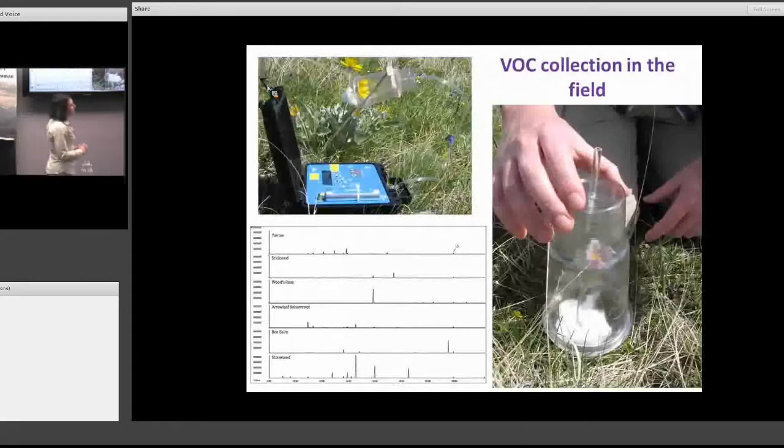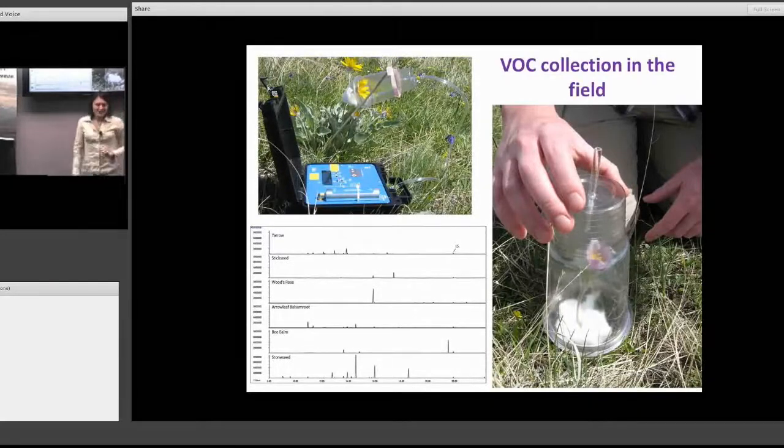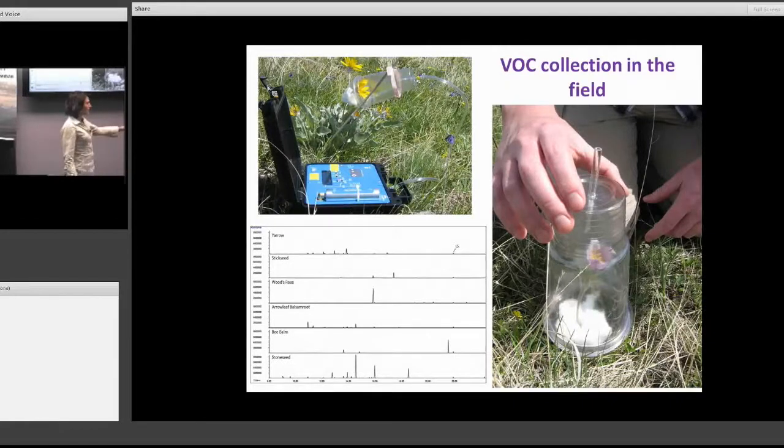So how do we do that? Well, Justin has these amazing portable volatile collectors. A vacuum basically pulls air across a flower and collects volatiles on a filter, which we can run on gas chromatography to get an idea of which compounds are present in the flowers of which species.